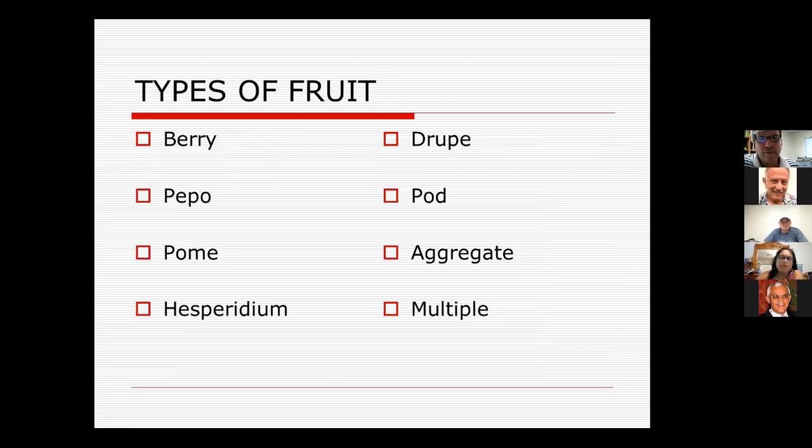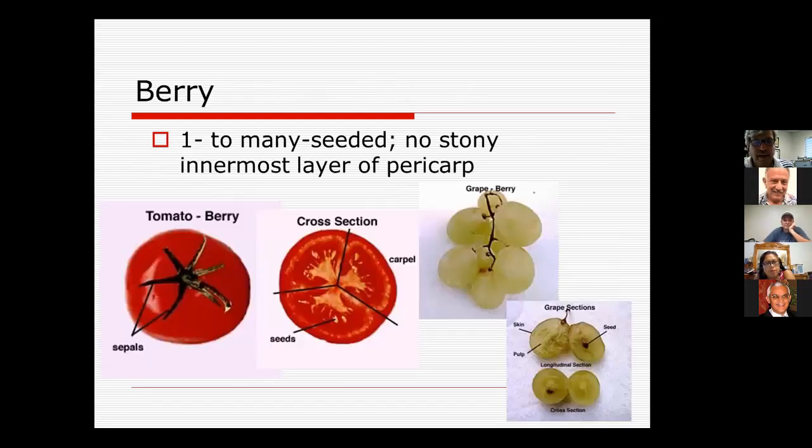You may see these, you may not. I'm going to show you examples of a berry, a pepo, a pome, a hesperidium, a drupe, a pod, an aggregate, and a multiple fruit. So it's just easier to show you an example of each. But a berry means it can have one to many seeds. It does not have a hard or a stony interior endocarp. So you don't have that hardness inside.